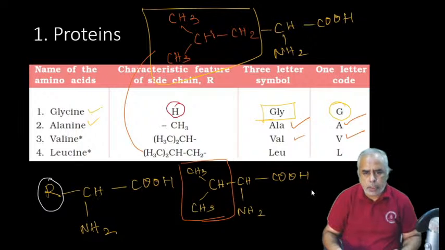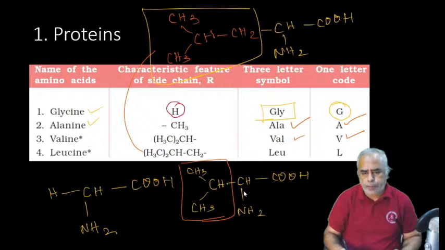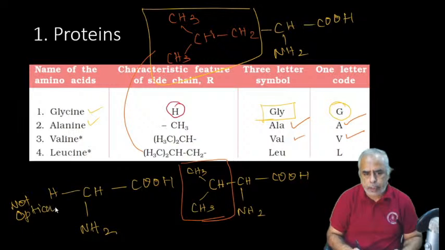Now let us consider, replace this R with H. Okay, H, and this is also H. So there are two H and one amino group and COOH group. Whereas here there is one hydrogen, one carboxylic acid, one amino group, one isopropyl group. So this is not an asymmetric carbon atom. So it is not optically active. Not optically active.